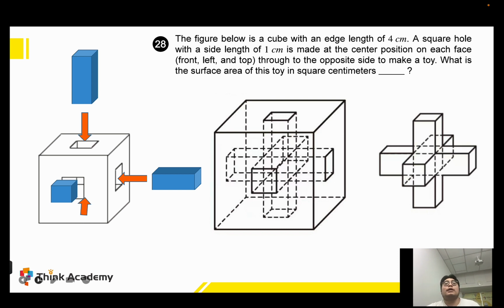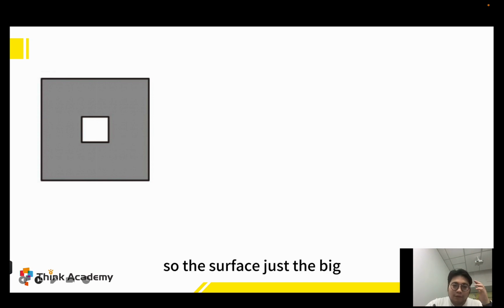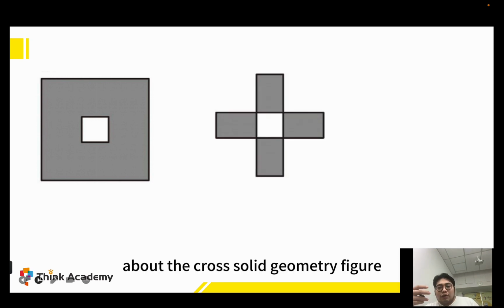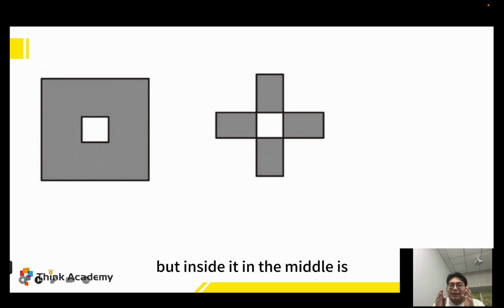Now let's look at the top view after we cut these 3 cuboids out. It looks like that. The top view is a big square, and inside it is a 1 times 1 square, not filled in. So the surface is just the big square minus the smaller square. And the cross solid geometry figure looks like a cross, but in the middle is a 1 times 1 square, not concrete.